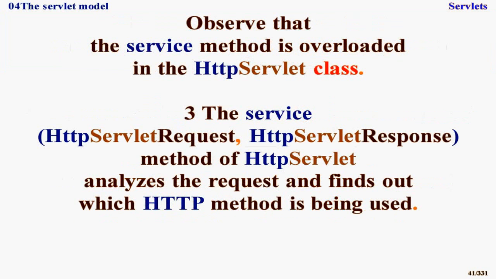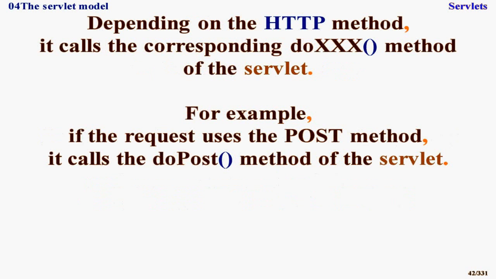Observe that the service method is overloaded in the HttpServlet class. 3. The service(HttpServletRequest, HttpServletResponse) method of HttpServlet analyzes the request and finds out which HTTP method is being used. Depending on the HTTP method, it calls the corresponding doXXX method of the servlet. For example, if the request uses the post method, it calls the doPost method of the servlet.